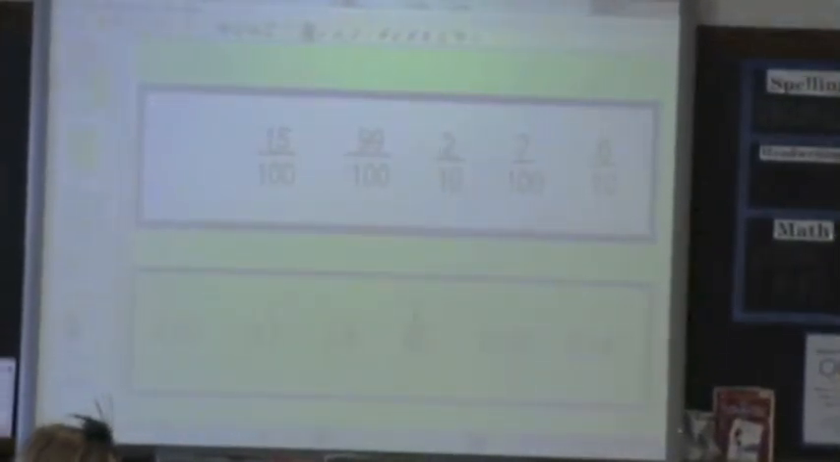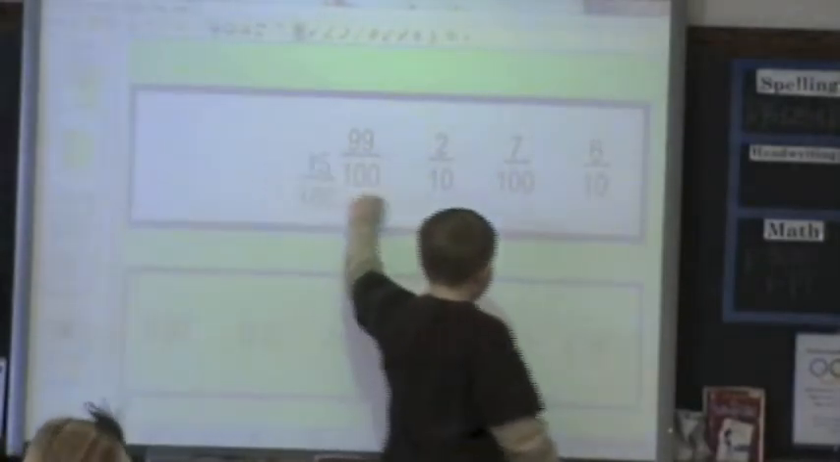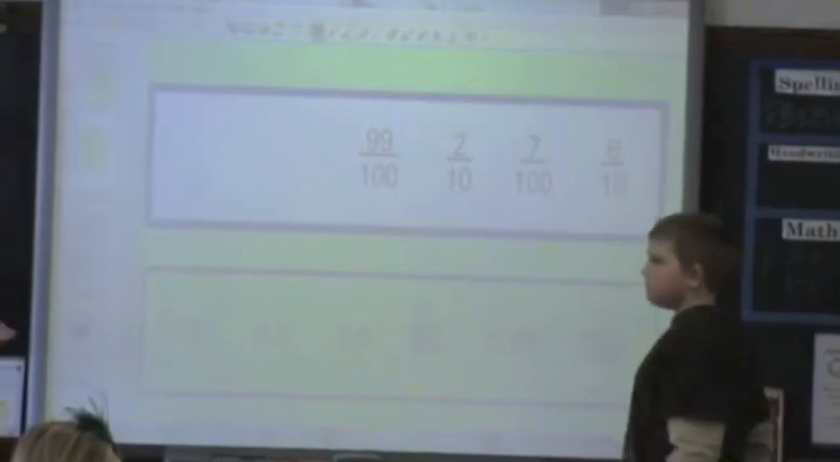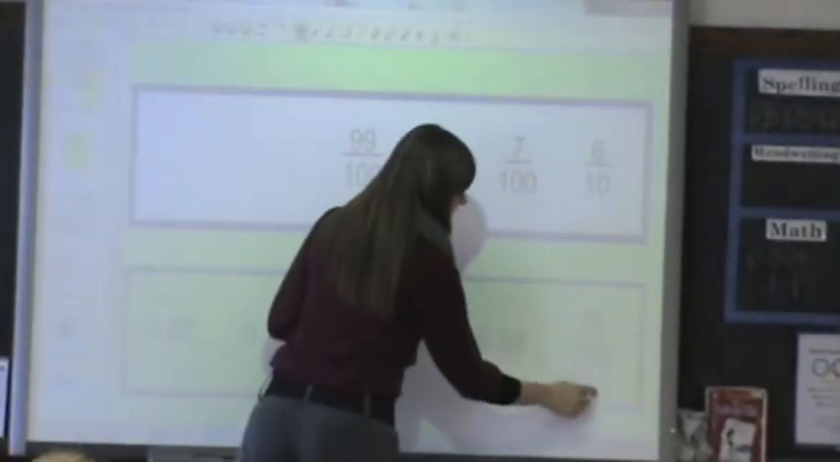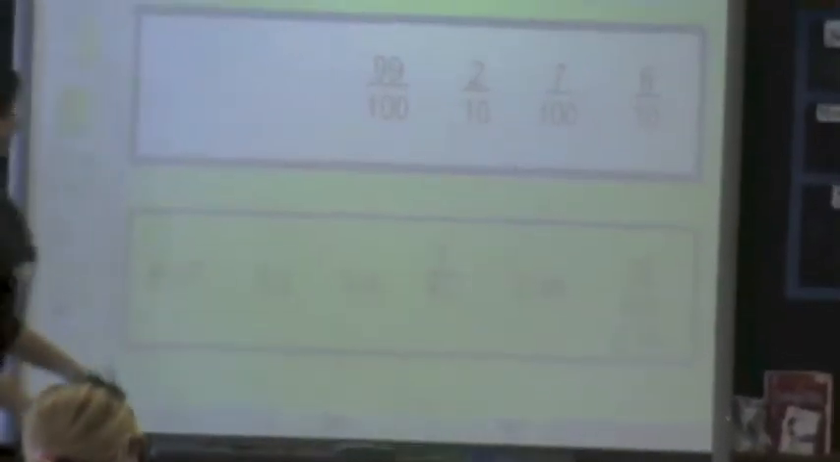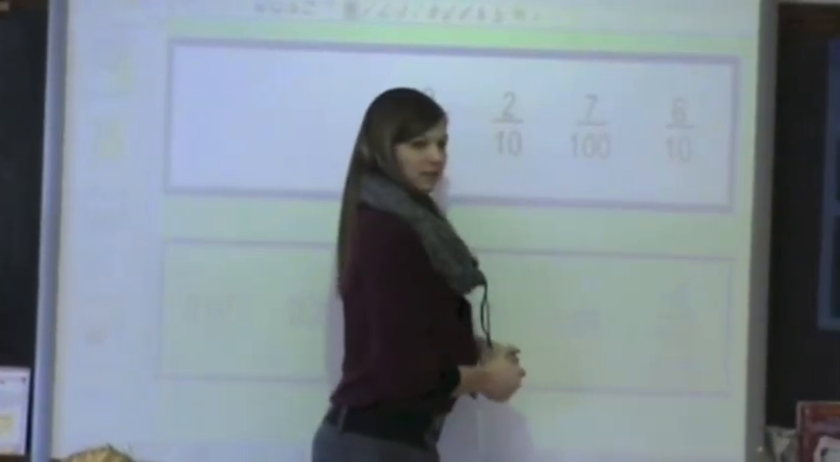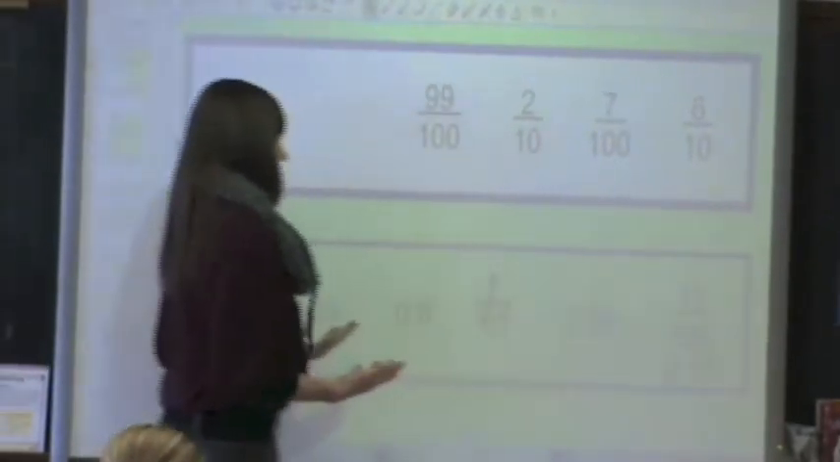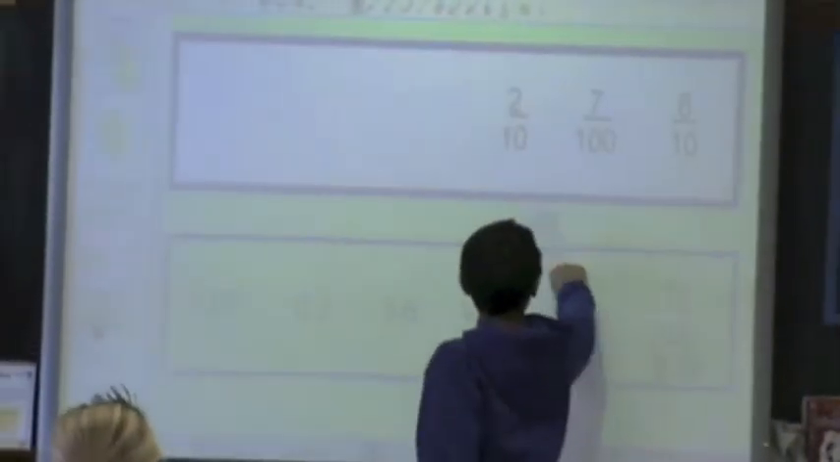And what do you notice about the two numbers? What do you notice? Lydia, what do you notice? They're what? There's both a 1, and then what's the second number? What do you notice about this one and this one? Yeah, they're both 15. Okay, so 99 hundredths. Adrian? Two tenths. Gabe?